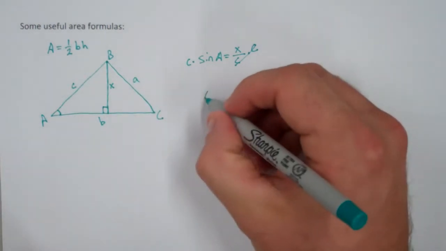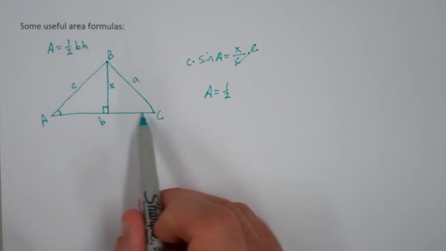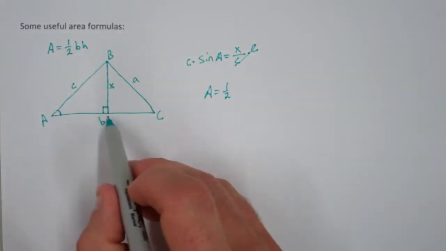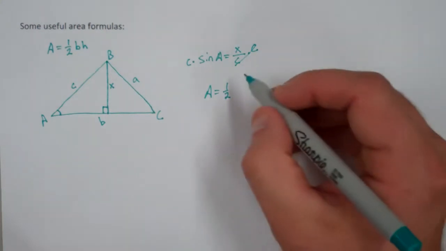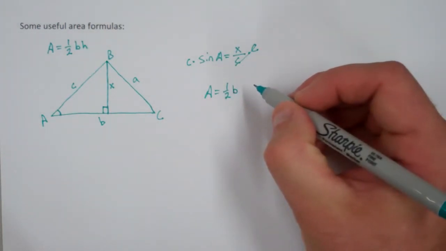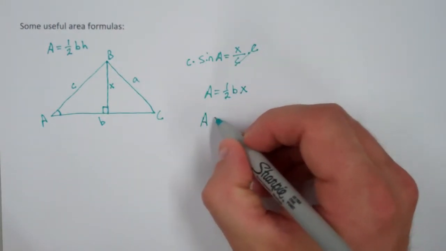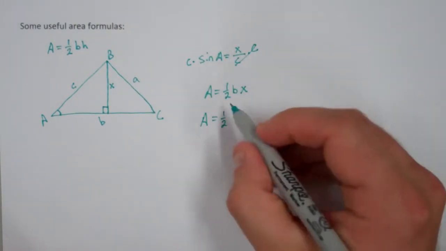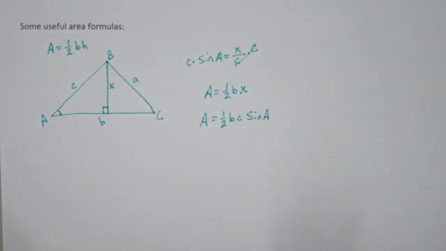In this equation, A equals 1/2 base times height. Let's call the base this entire length right here, which is B. Remember, we introduced this altitude. This little short one is not B. From A to C would be the whole side opposite of B. So we can keep that as B, as our base. Our height is this x. If we take the x out and substitute what x is equal to, c sine A, we have a useful area formula based on sine.